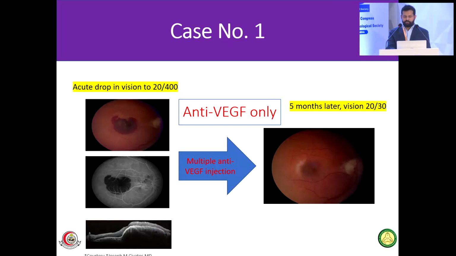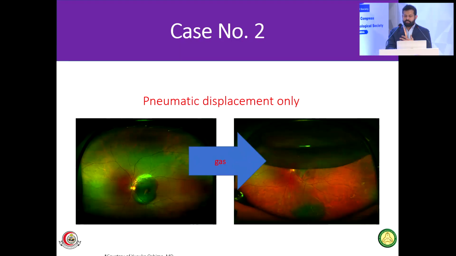So let's take a few examples. This is a patient presenting with a hemorrhage secondary to AMD with drop of vision. You can see after 5 months of monthly injection of anti-VEGF alone, the visual acuity improved to 20/30. This is another case with only pneumatic displacement, pushing the blood away from the center.